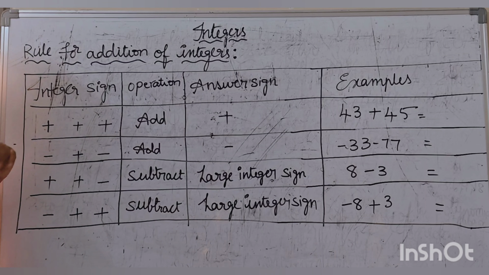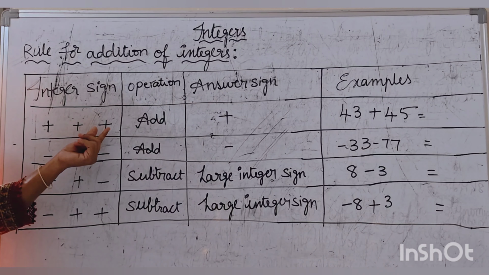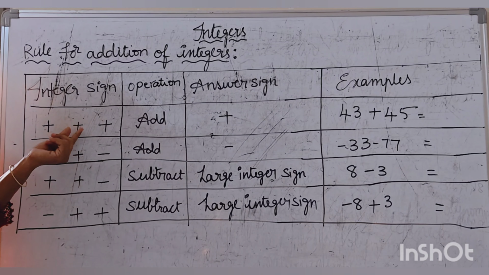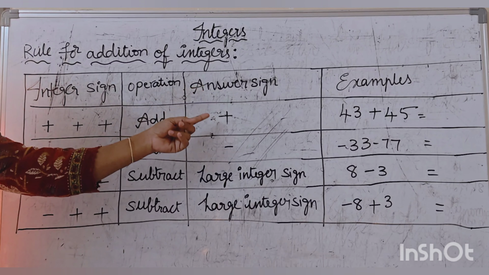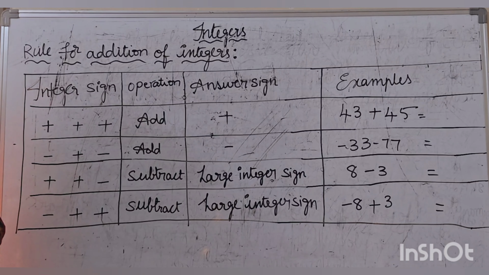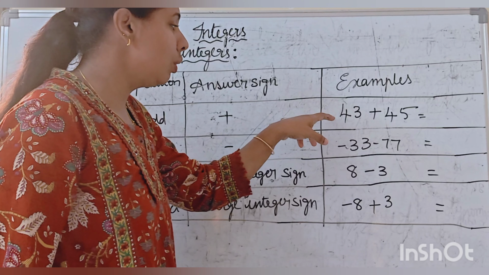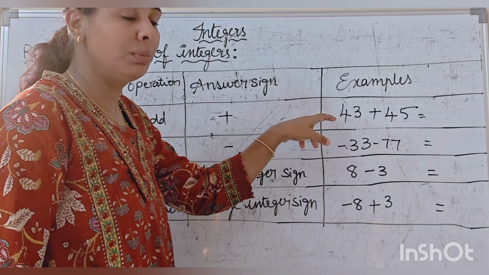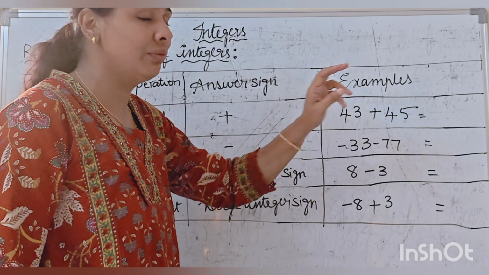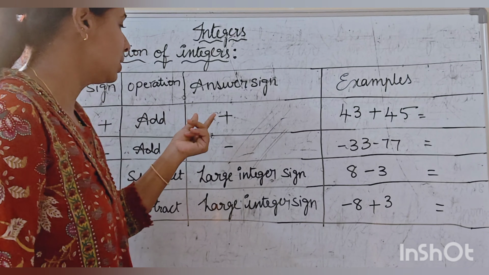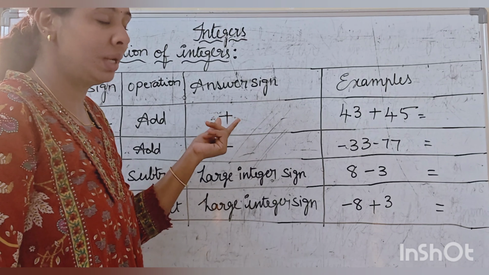Let's learn the rule for addition of integers. How to add integers? Because integers have positives and negatives, right? If two numbers have a positive sign and you want to add, the operation is addition, and the answer sign is also plus. Let's take an example. 43, if there is no sign in front of it, it has plus, and 45 already has plus. Whenever two integers have a plus sign and you add them, the resulting answer has plus, right?